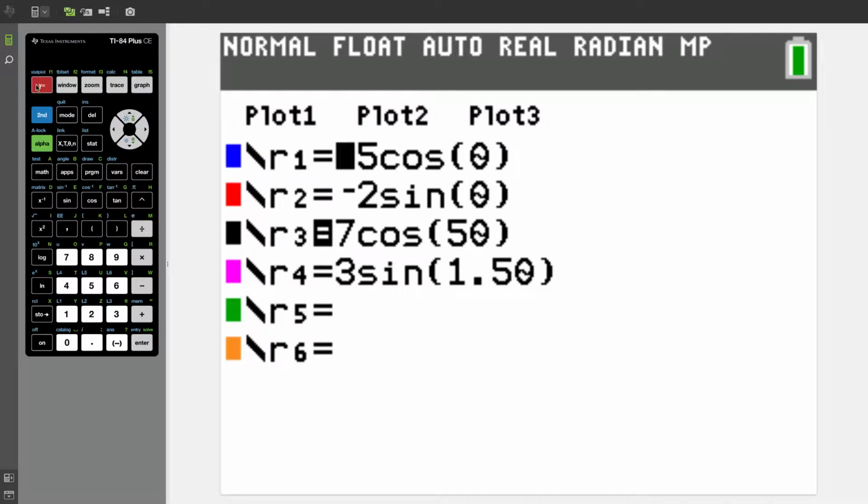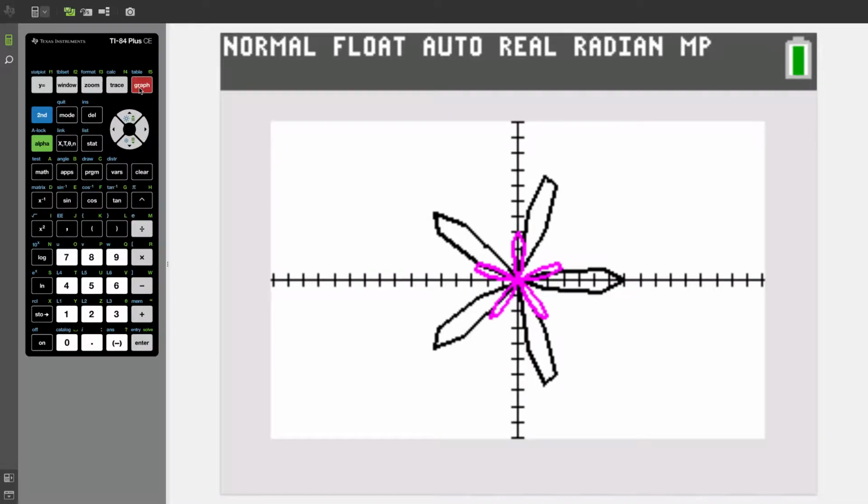If I do a sine graph, I'll do 3 sine, and I'll also do a 5. So now they have the same N, but they have different A's. You can see the difference, obviously, between the length of the petal. The petal is shorter on my sine graph because I put a 3 instead of a 7 out front. And even though they both have N equals 5, so they both have 5 petals, notice that their petal locations are different, and that's due to the values of sine and cosine as you evaluate. So there are some different rotational pieces there.